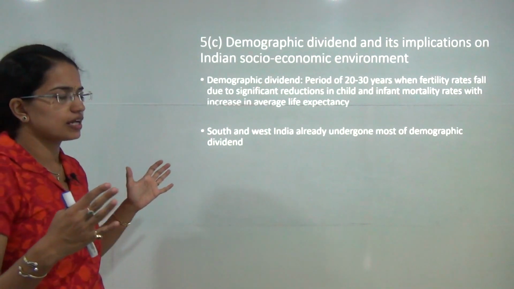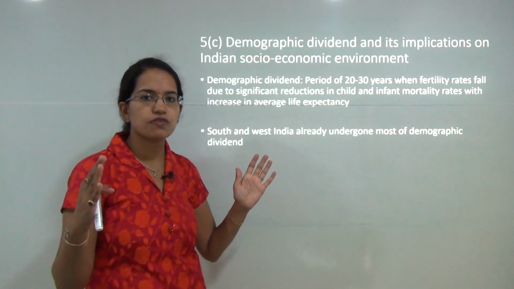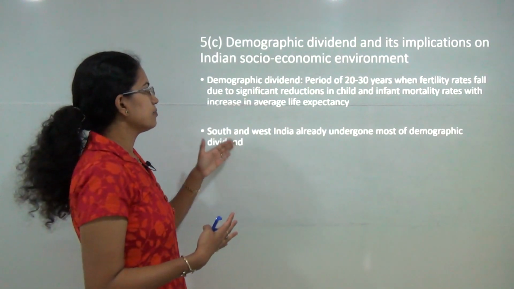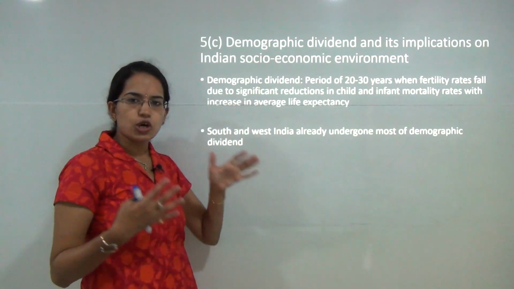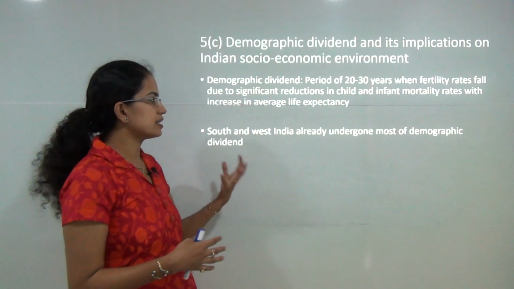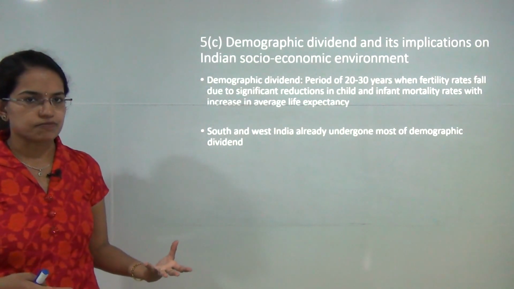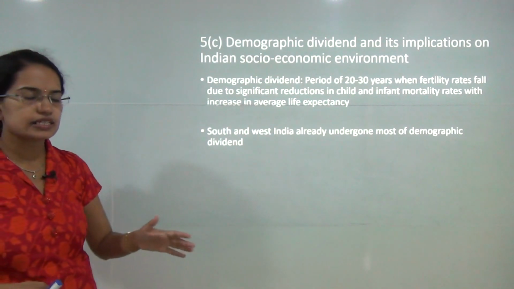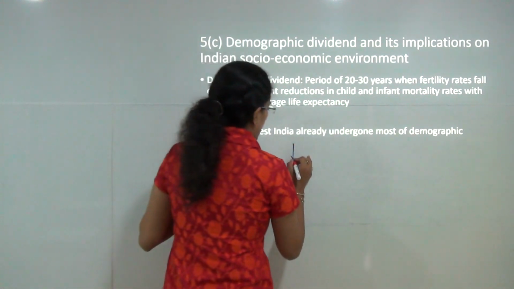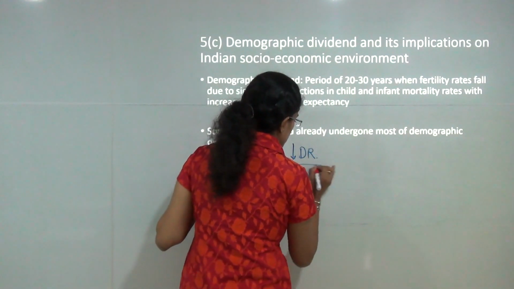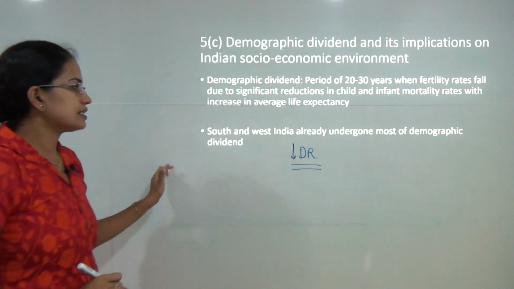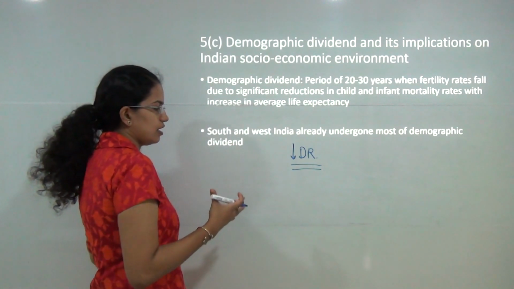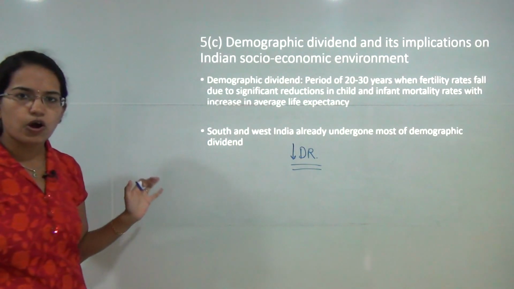So demographic dividend is a range of say 20 to 30 years where there is a sudden fall in the mortality rates or the death rates with an increase in average life expectancy. So when you have a sudden rise in the life expectancy rate and a decrease in the death rate, you would have a change in the demographic transition model that could be seen. As a result, you would have various implications which would be either short term or long term.